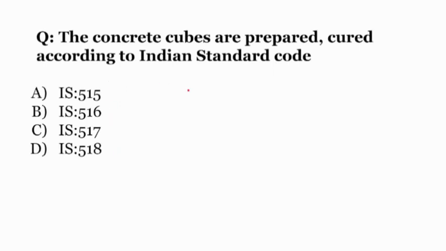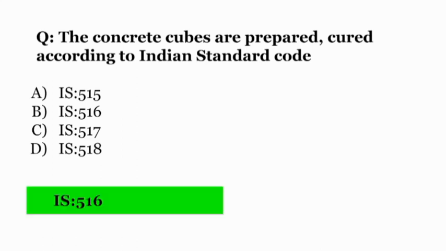The concrete cubes are prepared and cured according to Indian Standard Code. Option A is IS 515, option B is IS 516, option C is IS 517, or option D, that is IS 518. The correct answer is option B, IS 516.